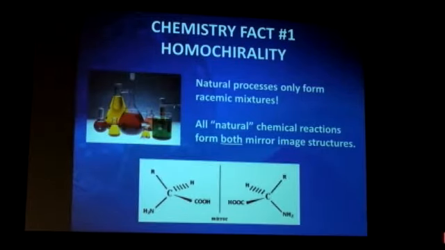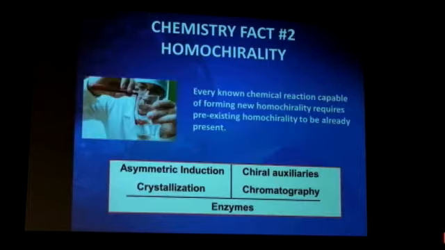Natural processes can only form racemic mixtures. Natural means that there's no other homochirality anywhere to direct it in any particular way. In just natural random chance chemical reactions, it will always form both mirror image structures, just like I showed right here for the amino acids. If you try to make an amino acid, you're always going to get the two possible configurations existing as mirror images. Fact number two is that every known chemical reaction capable of forming new homochirality in a molecule requires pre-existing homochirality to be already present.